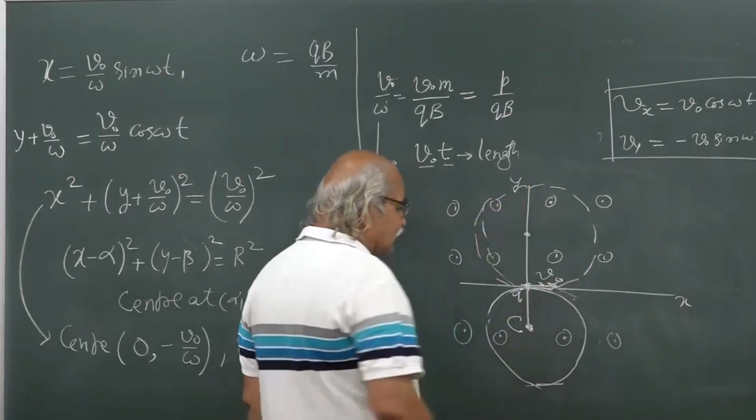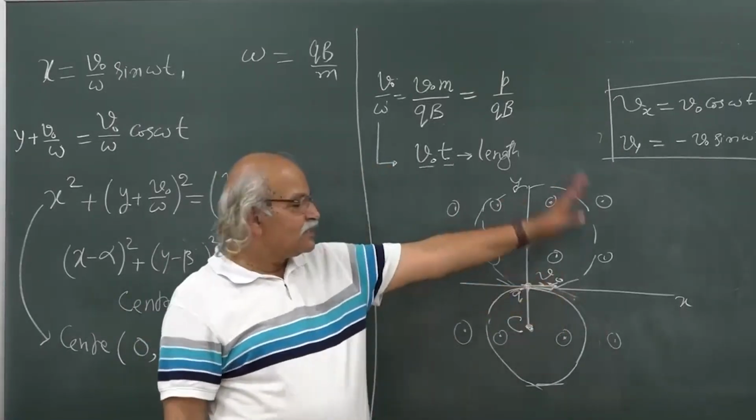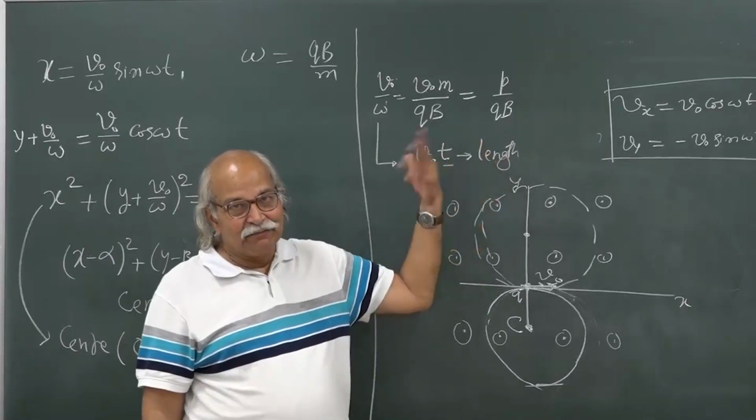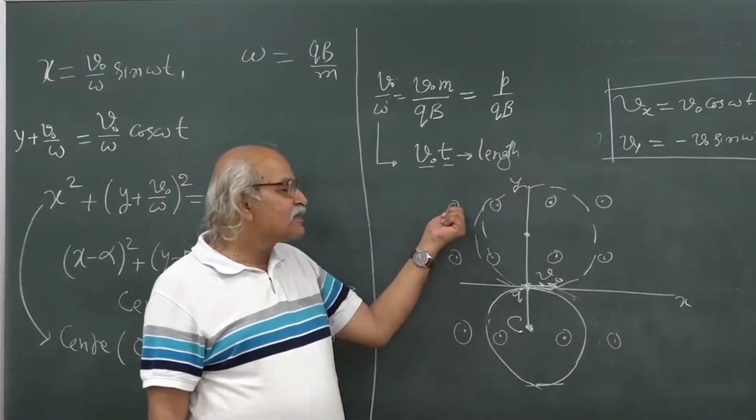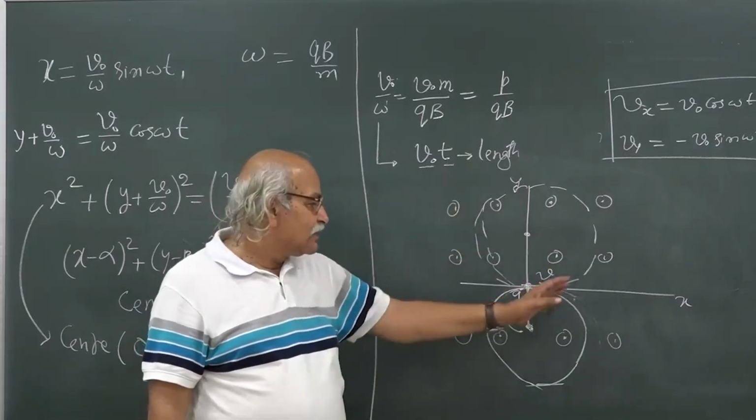Okay, so it has to go on a circle. If it is positive charge, it bends downward. Negative charge, it bends upward. Similarly, if you reverse the direction of the magnetic field, then also you will get this way or that way.